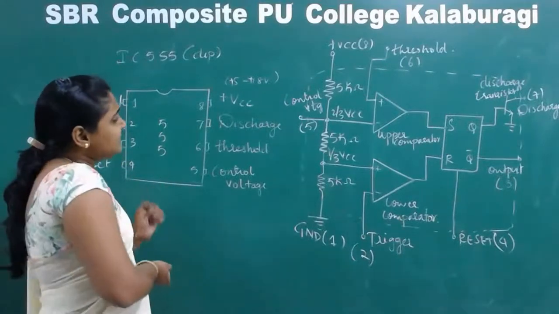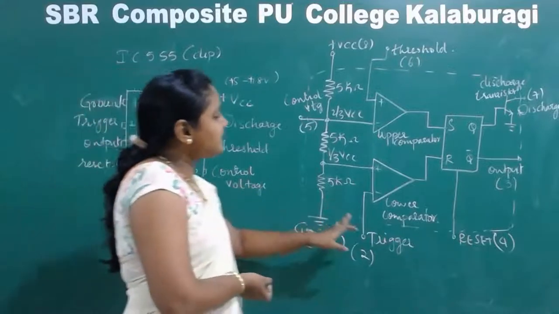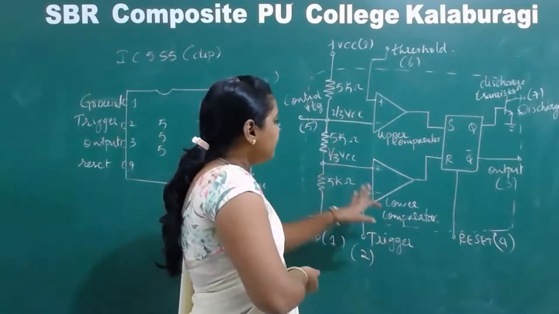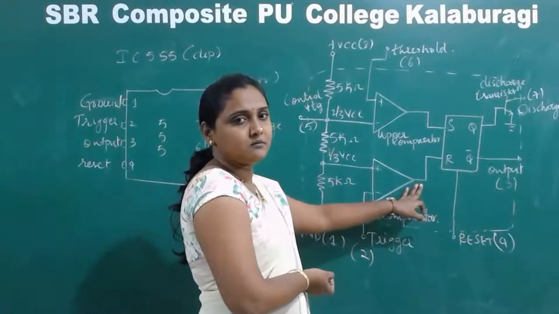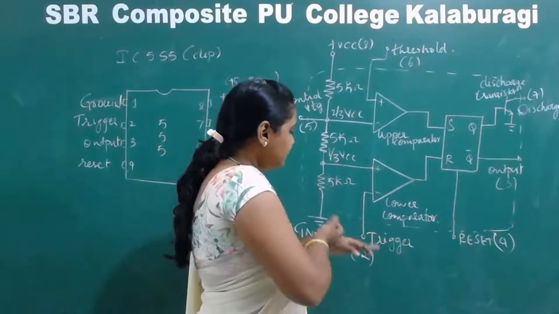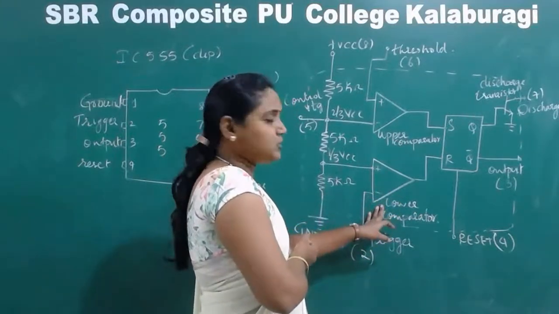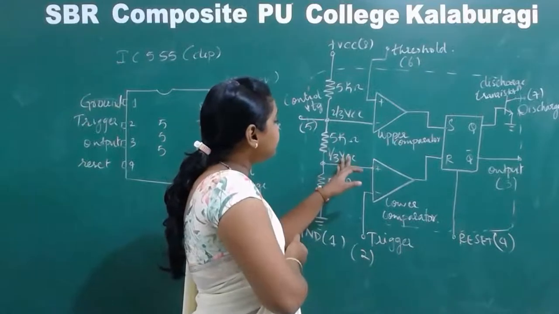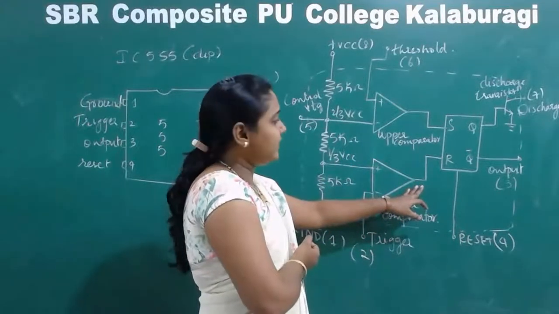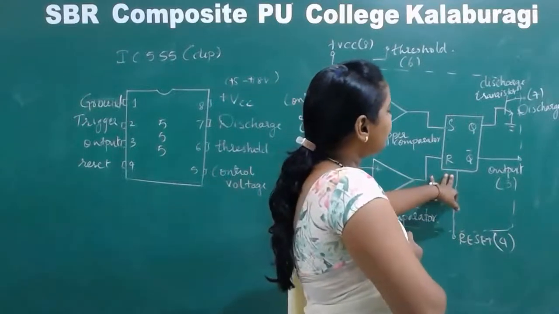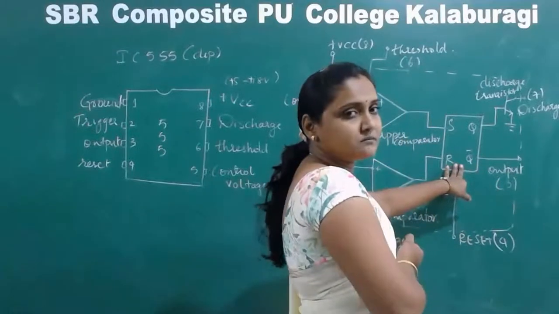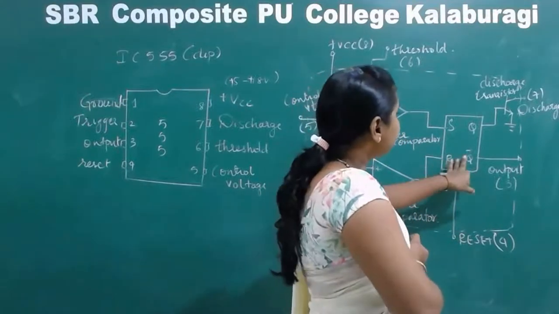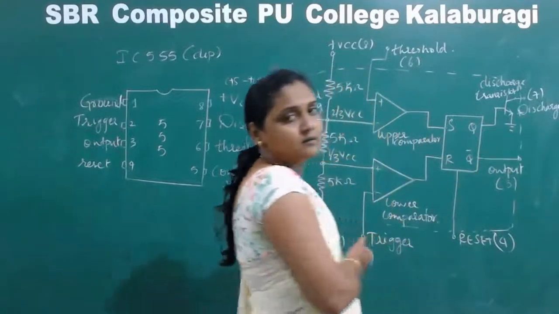Now, looking at the trigger, the trigger input is applied to the lower comparator, and the lower comparator output is applied to the reset. For the trigger signal to make the output of the comparator effective, a negative pulse has to be applied, because it is already being applied to the minus terminal of the op-amp. A negative pulse greater than 1/3 VCC makes the output of the comparator 1. And when the output of the comparator becomes 1, it triggers the reset of the SR flip flop, and when reset is triggered, the output is going to be 0, and its complement Q' is going to be 1.